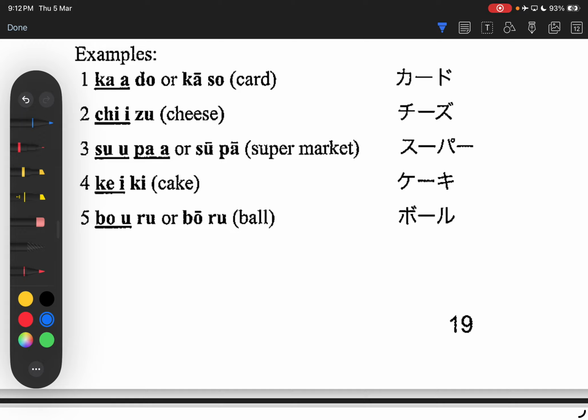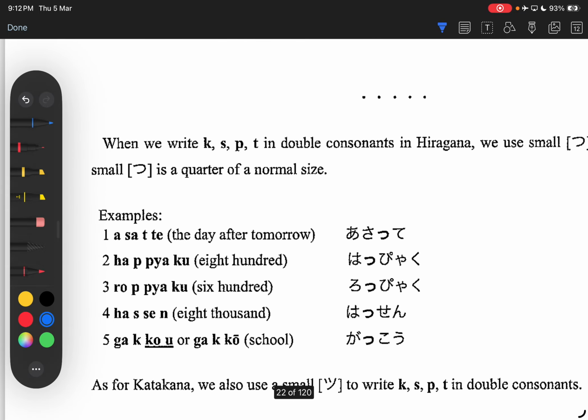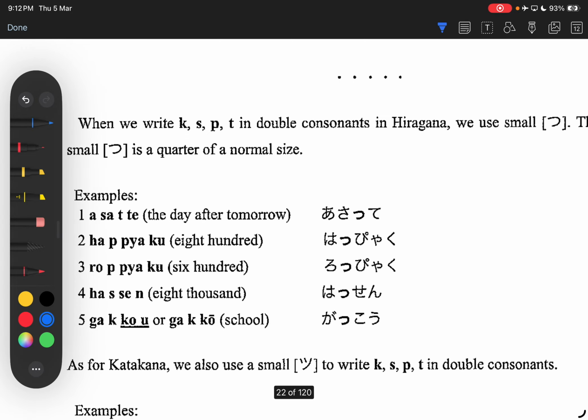Next we have super. Supermarket. Keiki. Cake, and ball. Okay? We are not finished. We have even more pronunciation to learn.